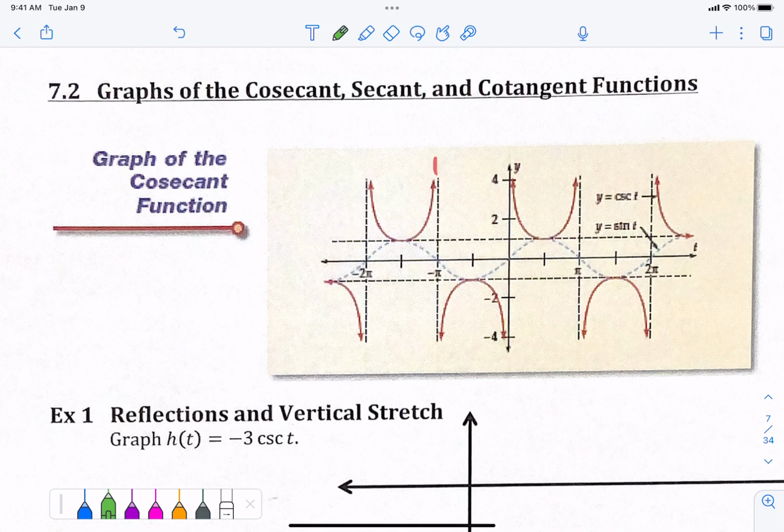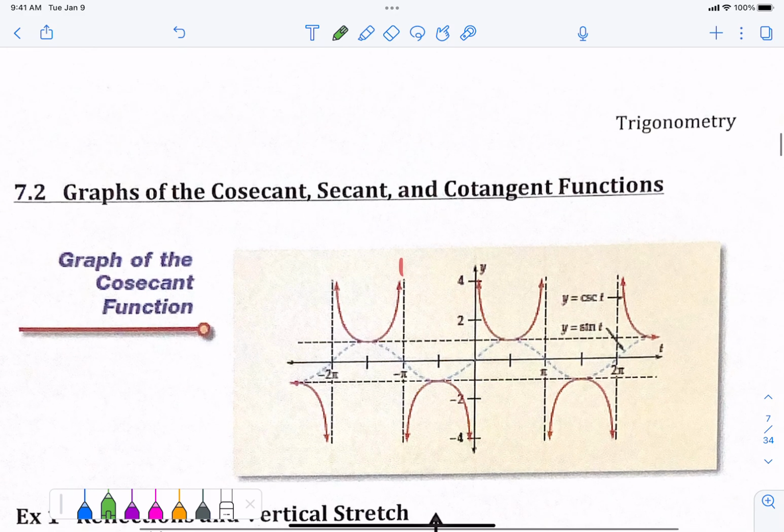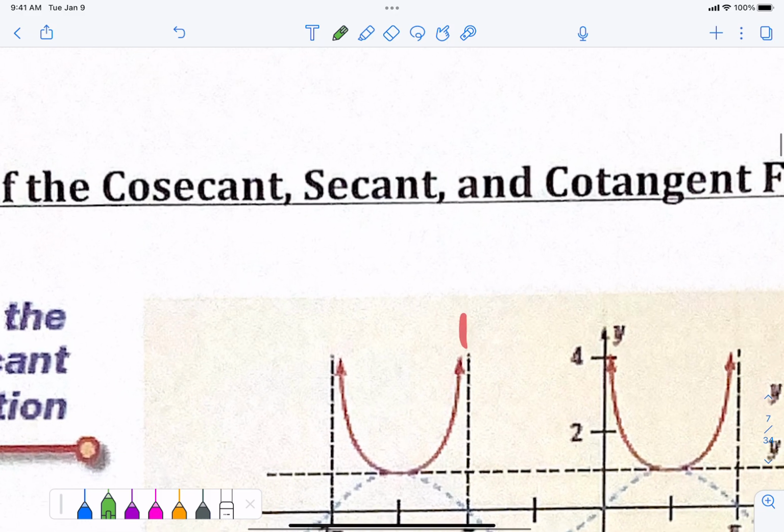This is 7-2. We're going to go through 3 new graphs. They're not really new though. 3 graphs of cosecant, secant, cotangent. In 7-1, we talked about the 3 main ones, which were sine, cosine, and tangent.